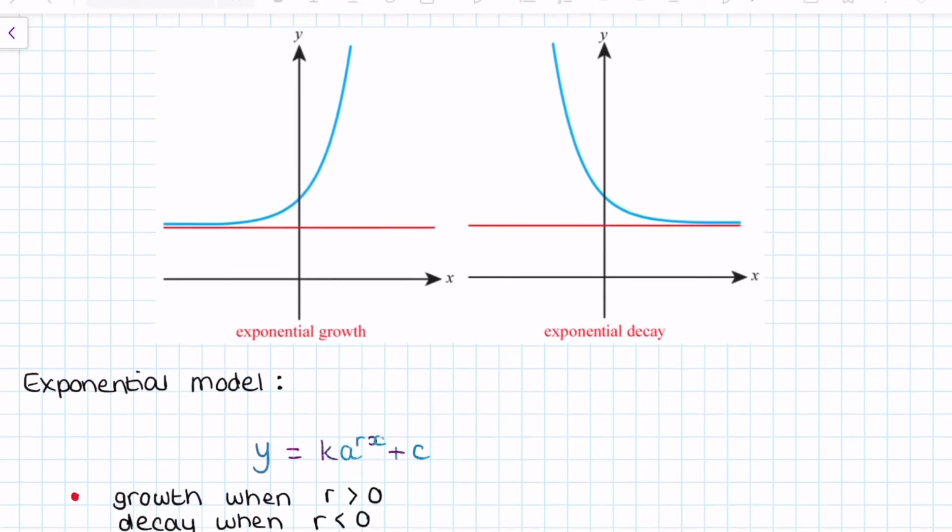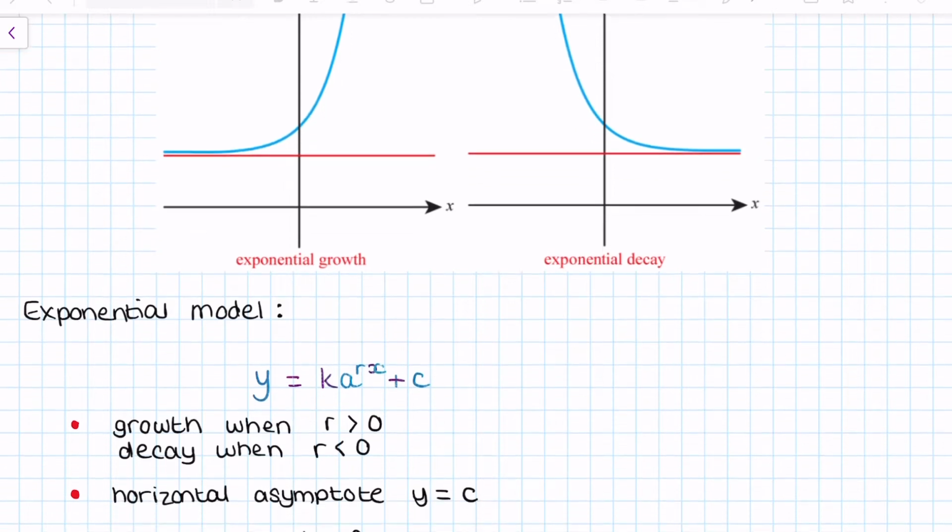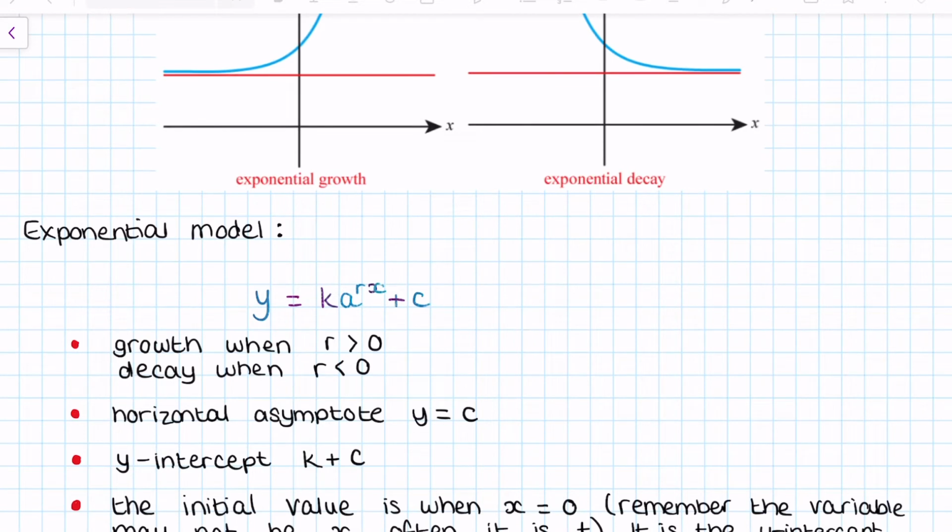Now in an exponential model, it looks like this. And you can see there the x is in the power, which is what I said before. The variable is in the power for it to be an exponential model. Now just some things to note about this model. If the r value is positive, then it's an exponential growth. So if the power is positive, it's growth. If that power there is negative, it is a decay.